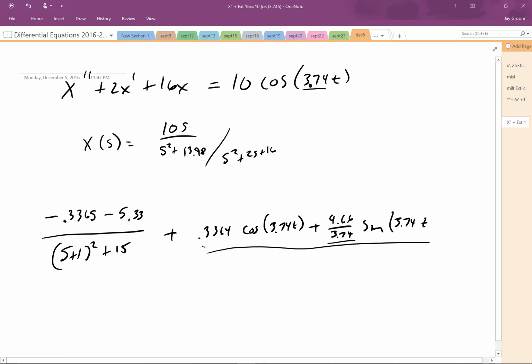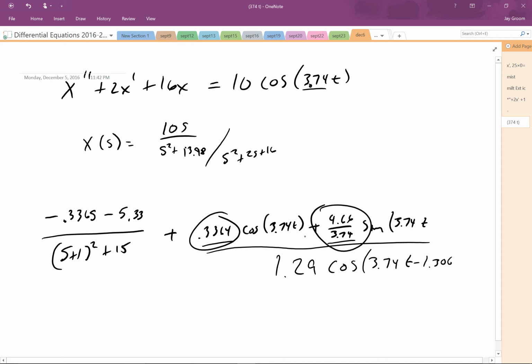And then I took this piece and combined them, and I got that this was 1.29 cosine of 3.74t minus 1.306. Again, I did that by taking this guy squared plus this guy squared, square rooted, dividing it through, which was 1.29. So I put that out front, divide it through here. Great. Inverse tangent of this guy over this guy came out to be 1.306. But remember, it's this business minus alpha. So there it was, because it's a positive right here.